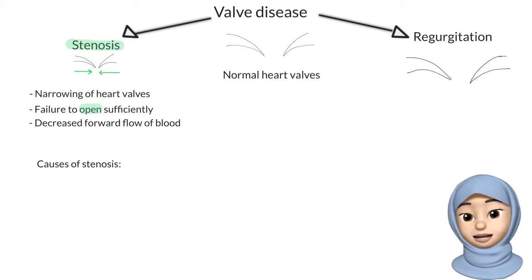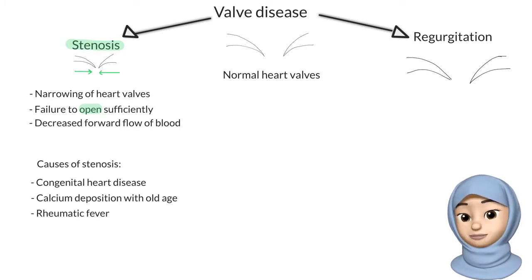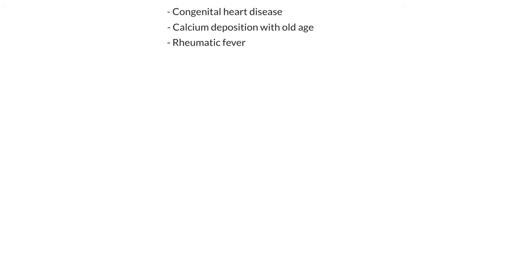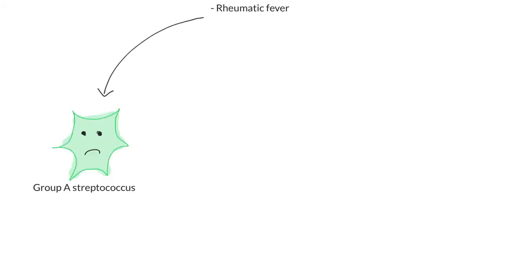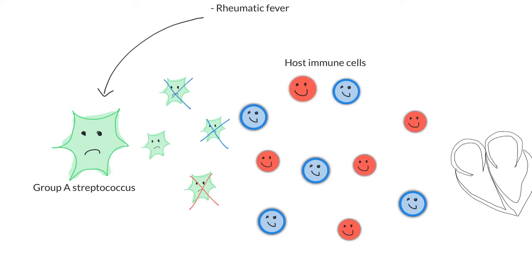It's caused by congenital heart disease, calcium deposition with old age, and rheumatic fever. Rheumatic fever is caused by a group A streptococcal infection. While our body is trying to fight off this infection, our immune cells mistake some of our host tissue for the infective organism, and the immune cells then cause damage to these host tissues. This process is known as molecular mimicry.